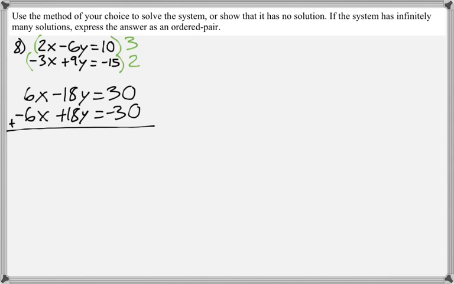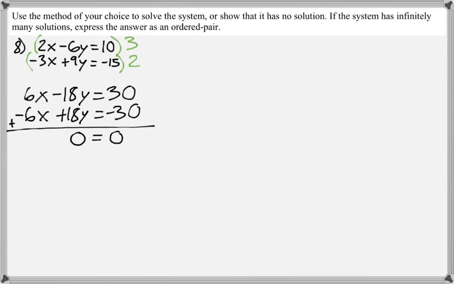Okay, so those are my two new equations, and I'm going to add them. And the 6x and the -6x cancel out. The -18y and the +18y cancel out, and I'm left with 0 on this side. So then if I add up the other side, I also get 0.